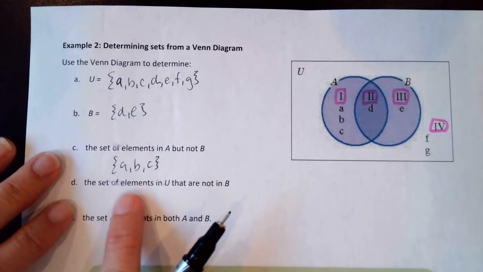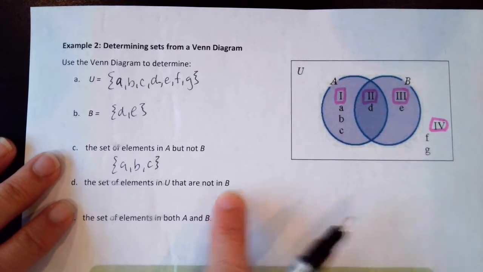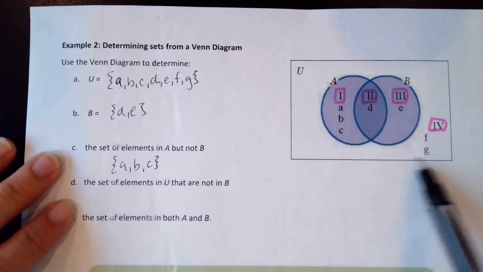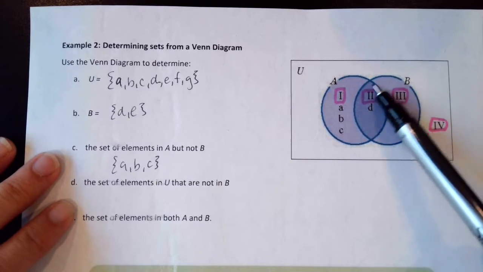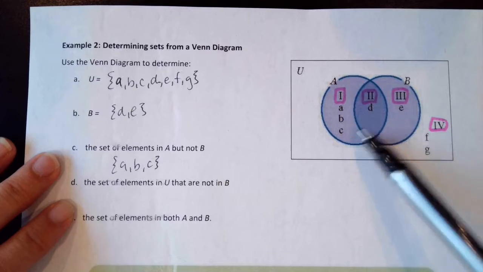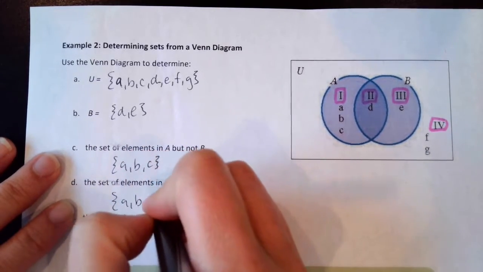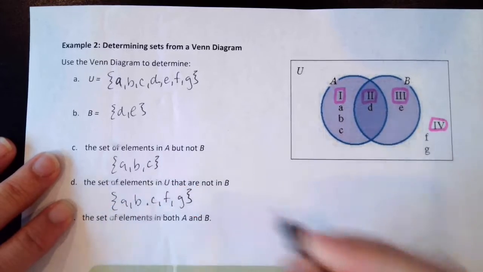Okay, the set of elements in U, so inside the rectangle, that are not in B. So I need to find everybody in this whole rectangle and take out everything that's in this circle. So that would be A, B, C, F, and G.